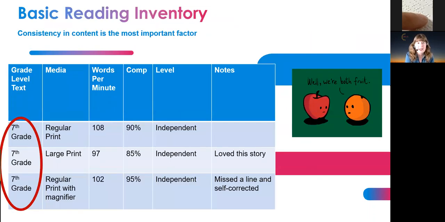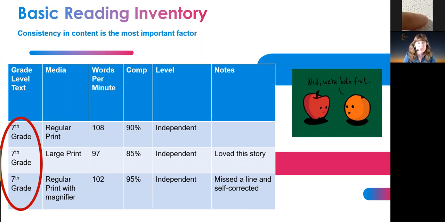When you are completing a basic reading inventory, consistency is key. You want to make sure that every single piece that you are assessing is on that student's independent reading level. You want to make sure that you are comparing apples to apples and not apples to oranges.